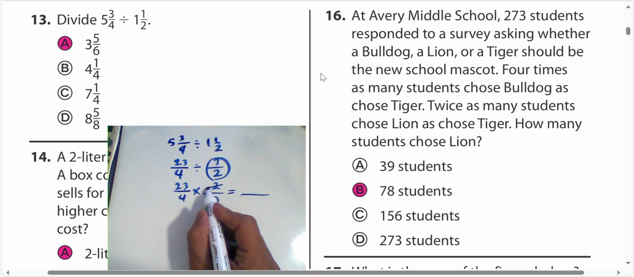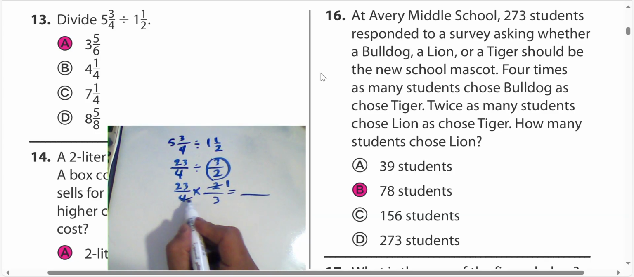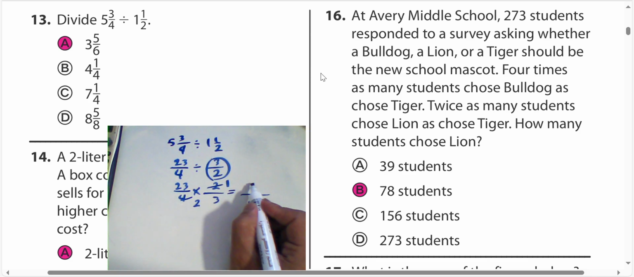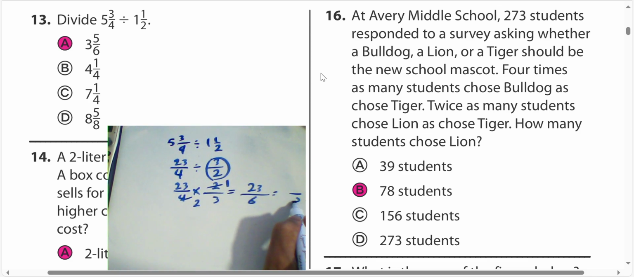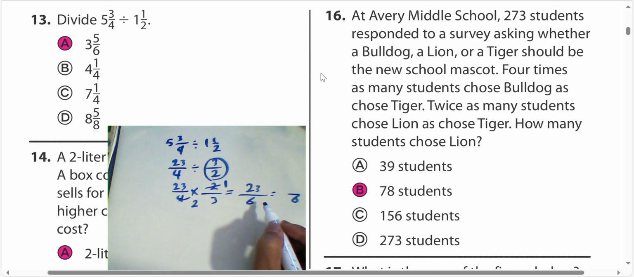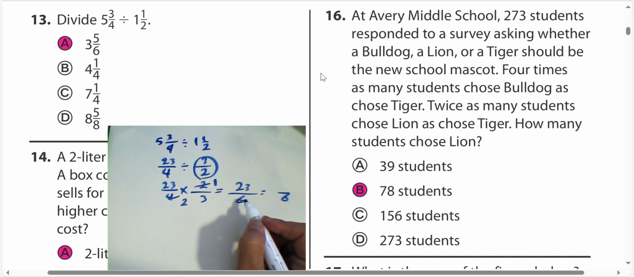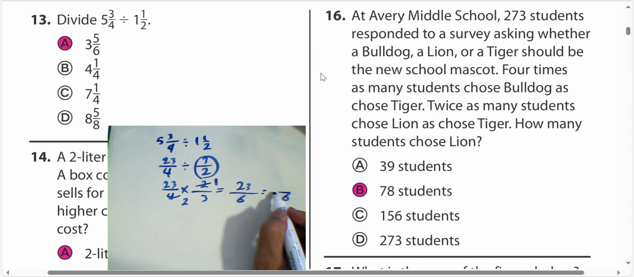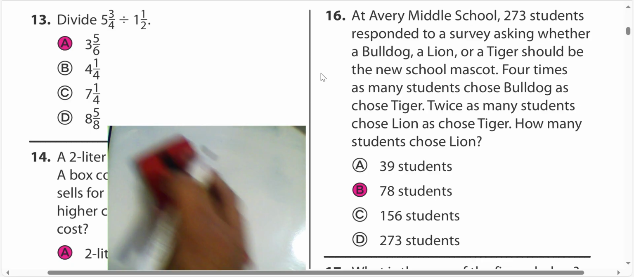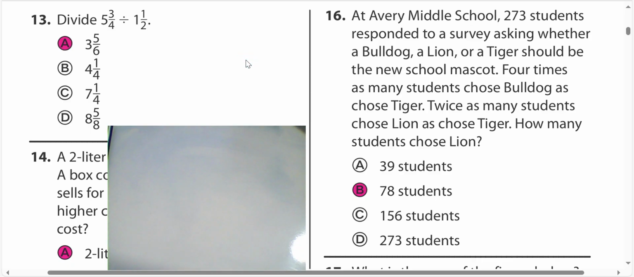And then 2 divided by 2 is 1, and 4 divided by 2 equals 2. 2 times 3 is 6. 1 times 23 equals 23. We can write 6 here in the denominator. 23 divided by 6 equals what? We know 4 times 6 equals 24, we can't do it, so you must write 3. 3 times 6 is 18. 18 plus 5 equals 23. Then the result will be 3 and 5 over 6. Next question, number 14.